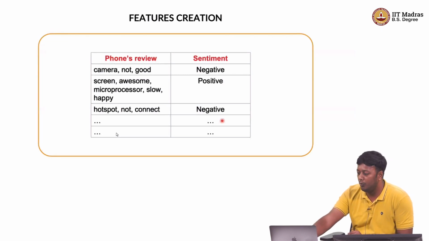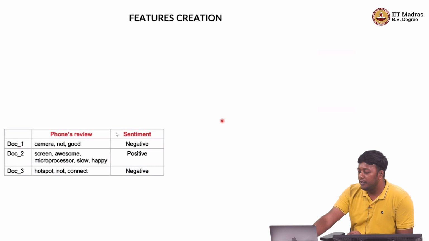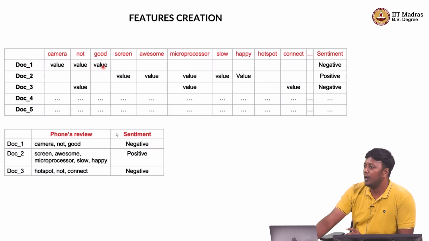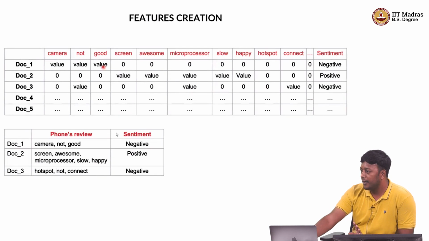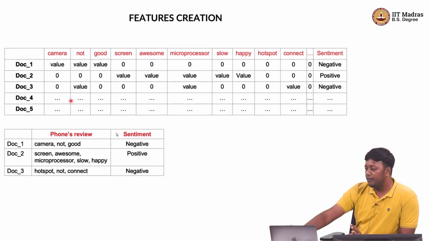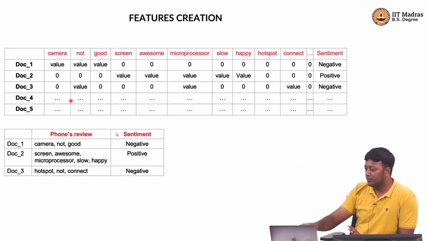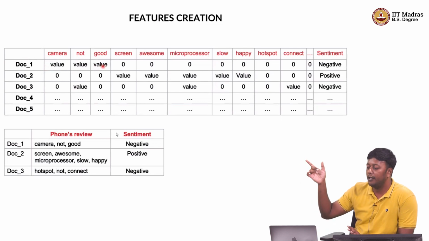So let's just see how we bring that. What I'm going to do is take all the unique words and put them in a table. I took all the unique words, I built a table, and I have all the reviews. So in the first review, the word camera is there, not is there, good is there. So I'm going to fill those values, 1, 1, 1. It occurred once, and then the remaining all will be 0, right? So now, however many reviews I have, after pre-processing, I build this table where I have all the unique words. If that review has a word, there will be the value of the count, otherwise it's 0, right?